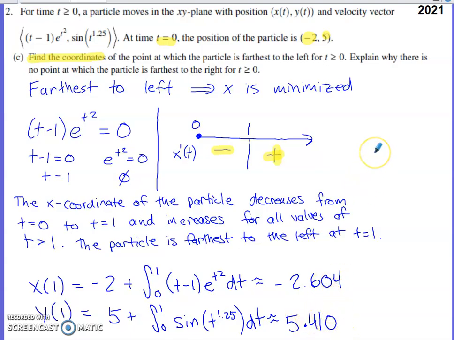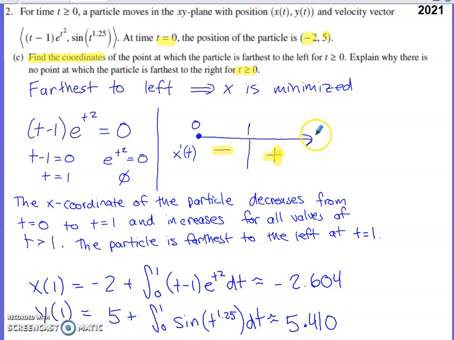Now there is a secondary part here that we're going to have to click ahead to a new screen in order to show the conclusion for, but it says explain why there is no point at which the particle is farthest to the right. So, time is going to begin at 0 and then work forward, right? For time that's positive, my x coordinate decreases from 0 to 1. I hit my farthest position to the left at time 1.